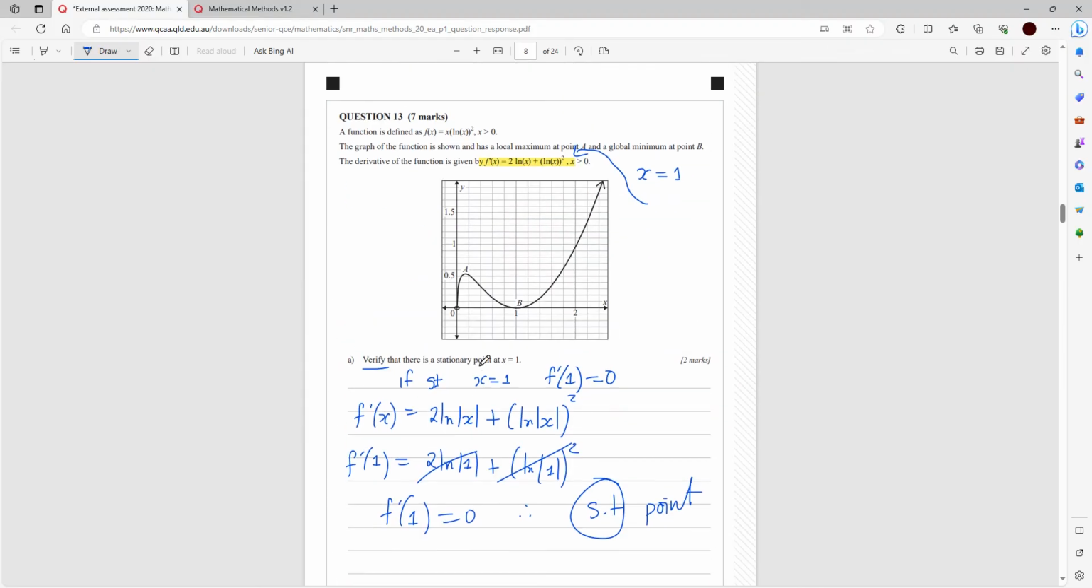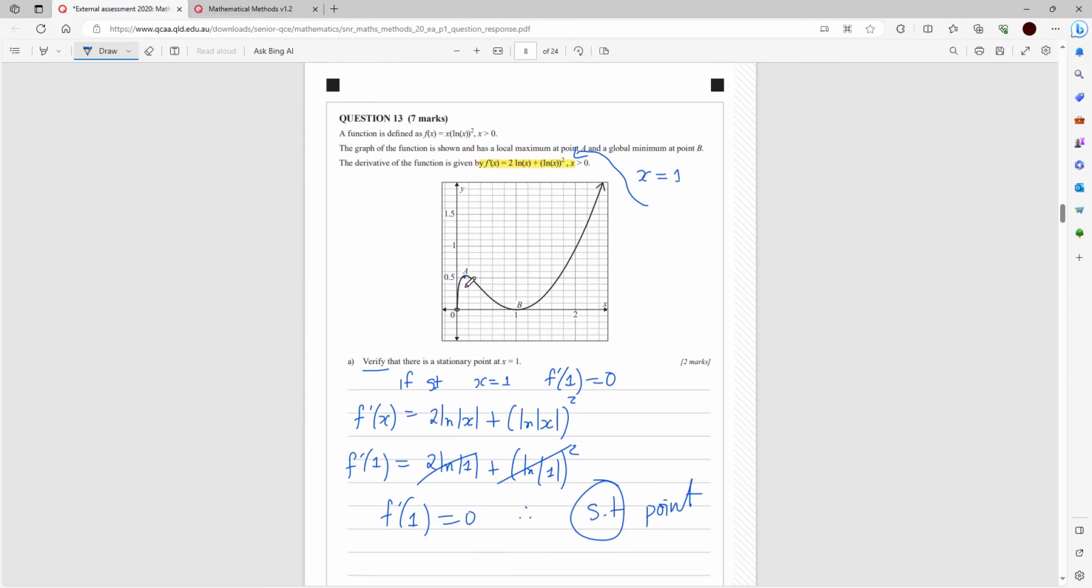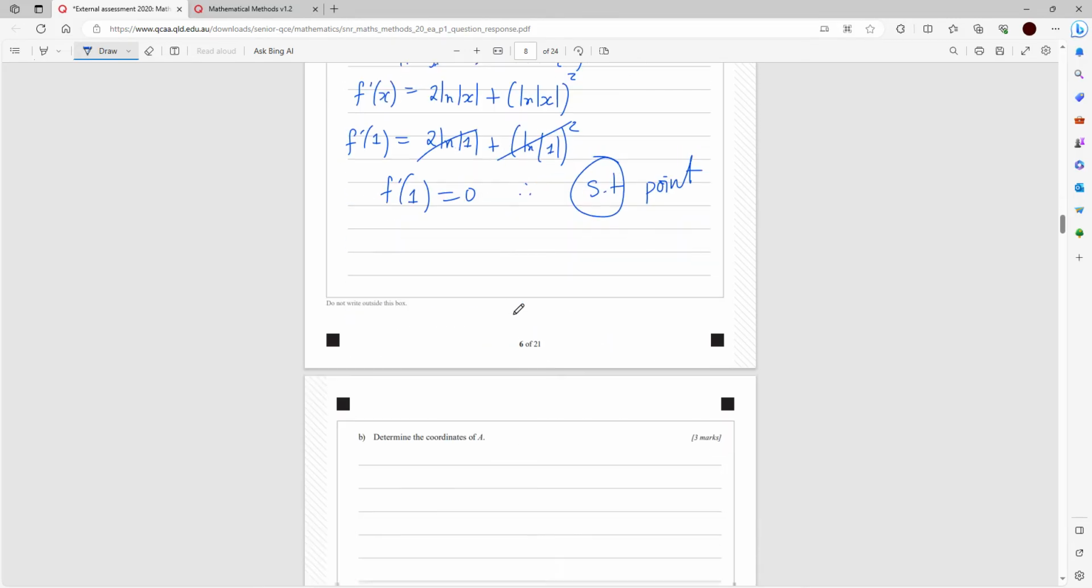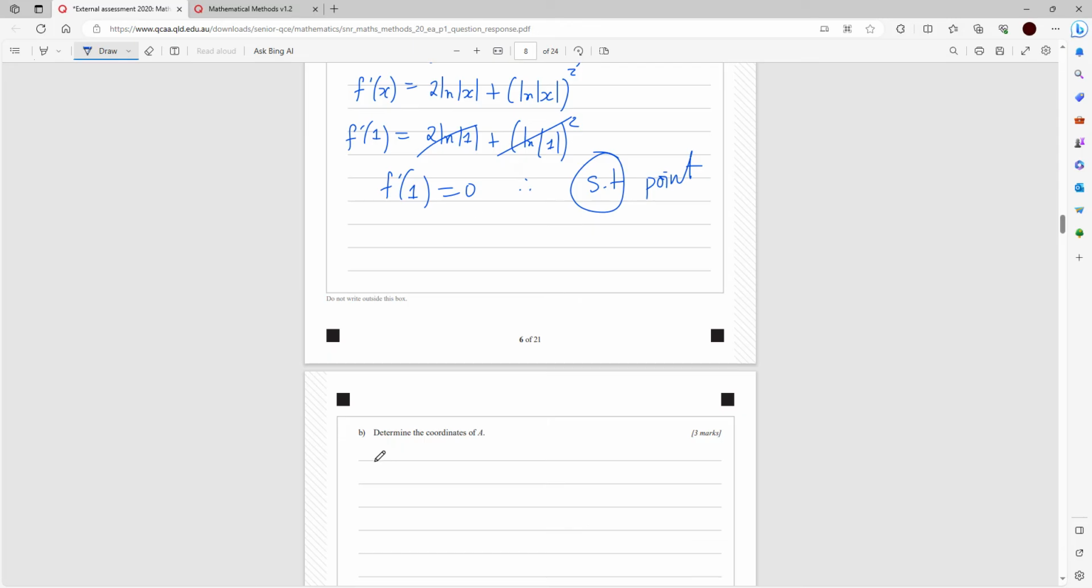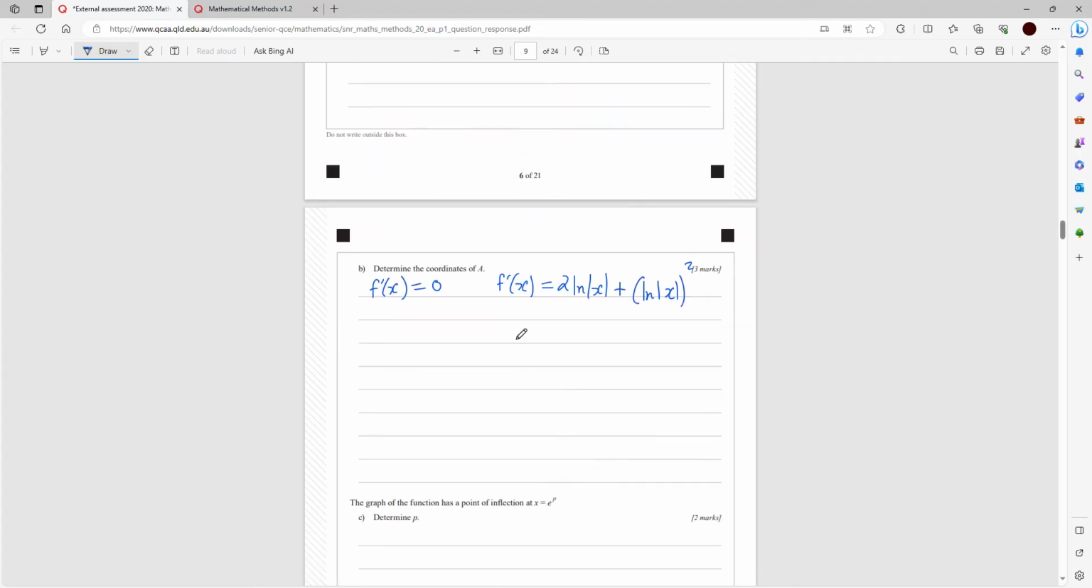Determine the coordinates of A. Yep, so we haven't actually been given this coordinate here, and we can see it's quite a yucky number at the start. However, we can see it is a stationary point. So since the point A is a stationary point, that means f dash of x will be 0 there. So with our equation here, we know f dash of x is 2 log of x plus natural log of x all squared. We need to solve this for x when we set this side to 0.